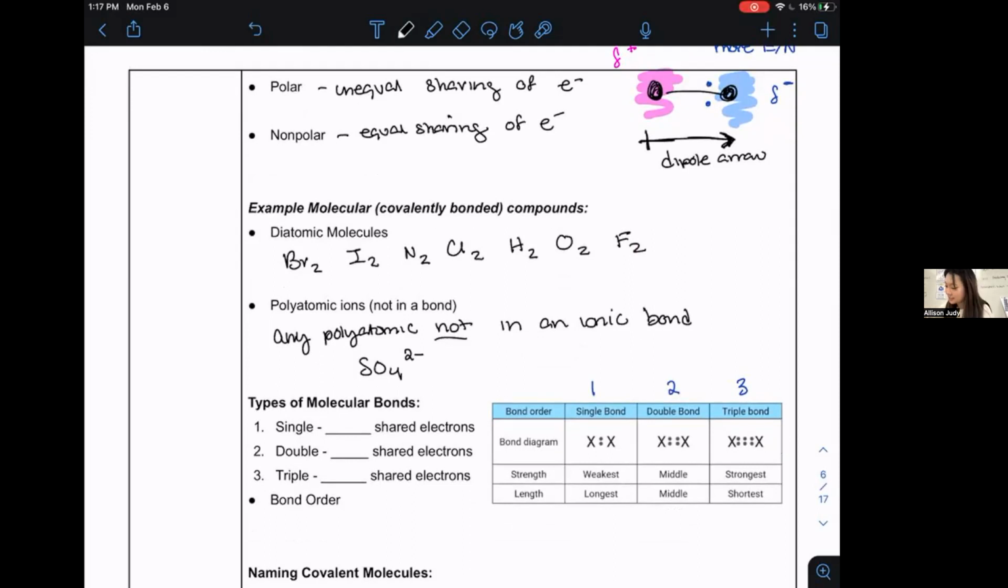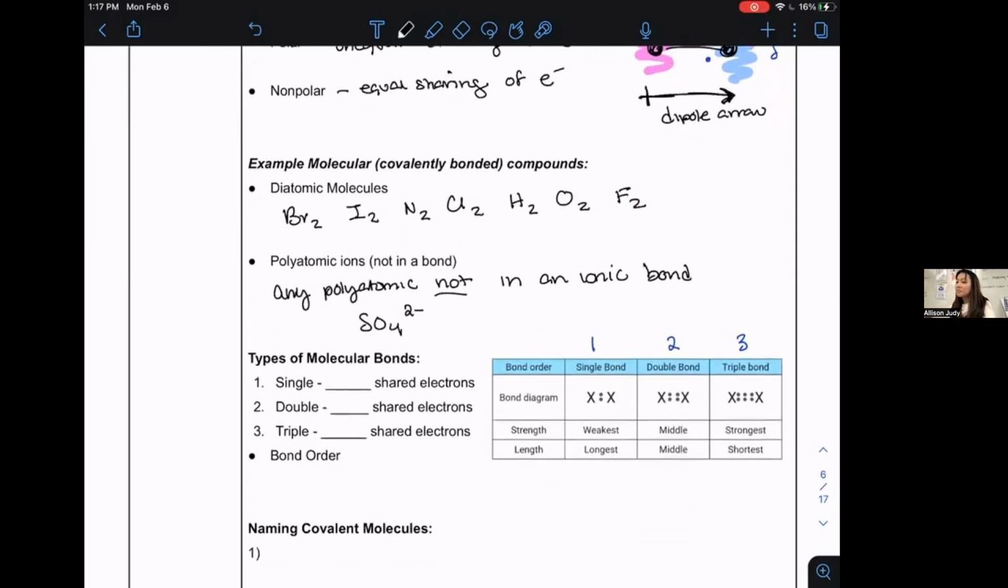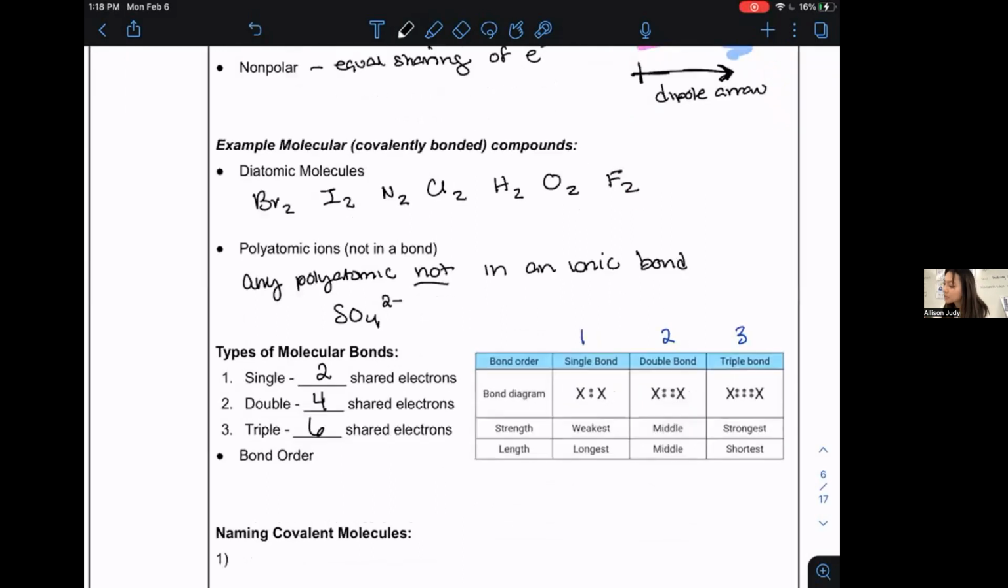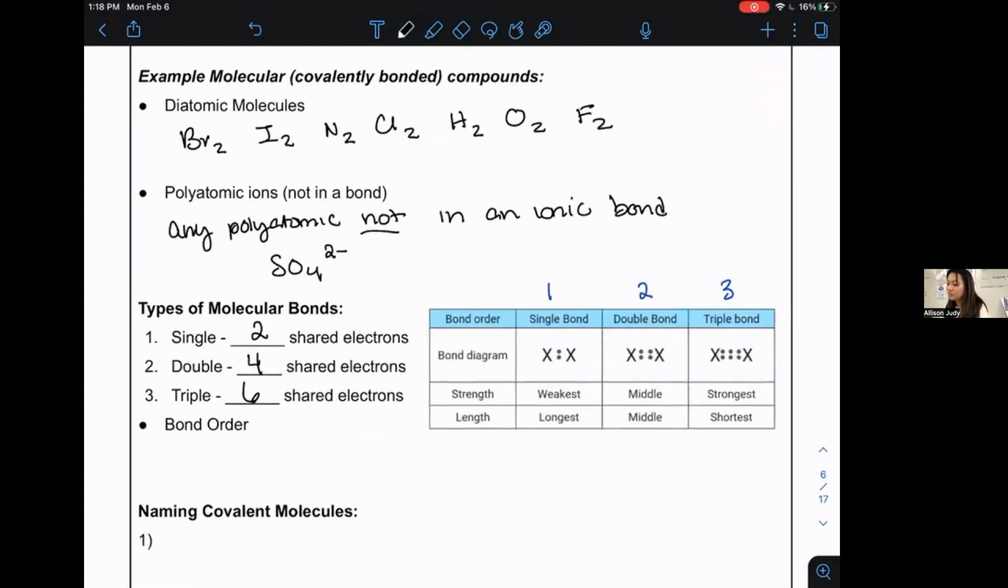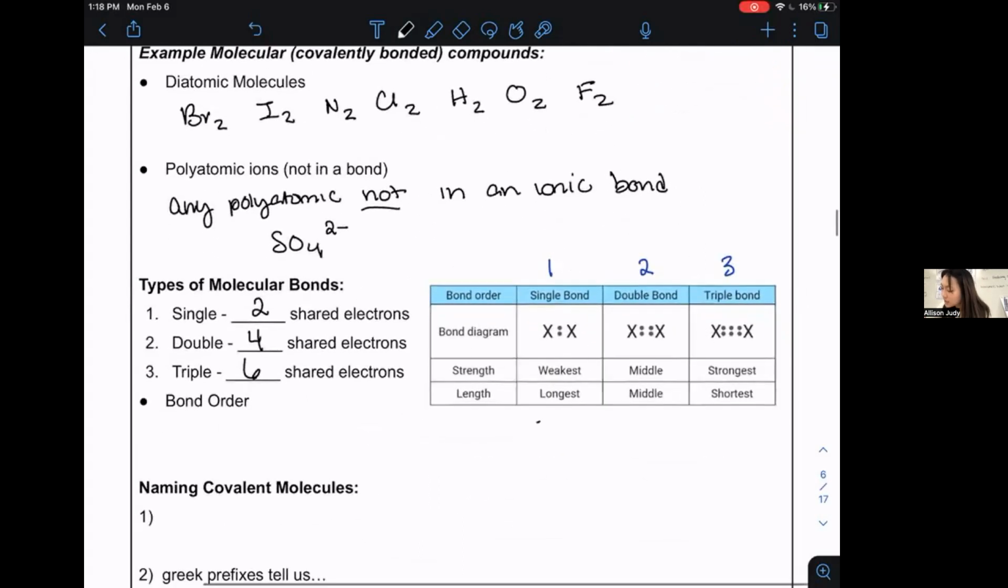So there are many types of molecular bonds that can occur. And this is only true for molecular bonds, only true. We can have a single where you have 2 shared electrons. We can have a double where you have 4 shared electrons, and we can have a triple where you have 6 shared electrons between the 2 atoms. We have a little table summarizing it and a little visual. Now, line-wise, we call it single line, double line, and triple line. That's how we actually diagram it in Lewis structures, which will be tomorrow's lesson.